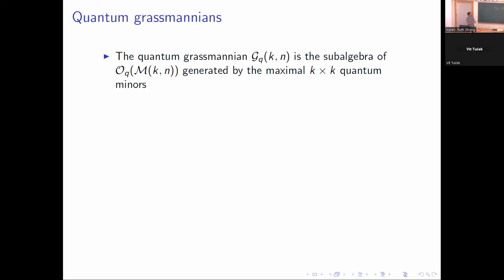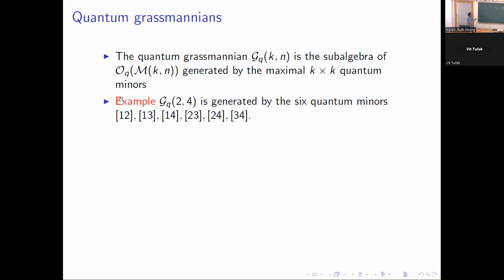Okay, right. So now I would like to define the quantum Grassmannian. We just naively take the definition of this being the subalgebra of k by n quantum matrices generated by the k by k quantum minors. Okay, so the maximal quantum minors. Here k is less than n, and I will always make this assumption. So I have fewer rows than columns, and I'm taking quantum minors on all the rows and a number k of columns.